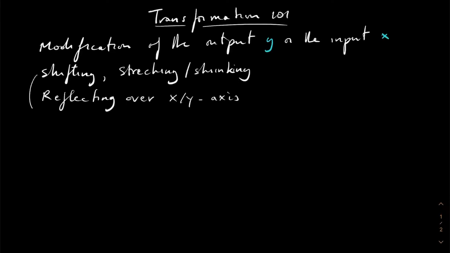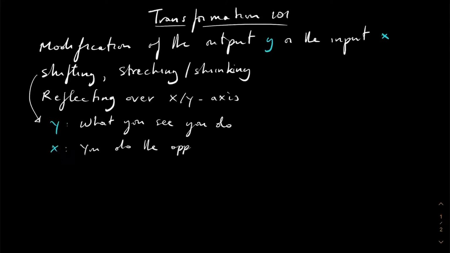And so when it comes to the first two kinds of transformation, the shifting and the stretching slash shrinking, it's very important to know that whenever you're transforming the output y, whatever you see being done to the y is what you do. And when the input x is being transformed, you do the opposite of what you see.